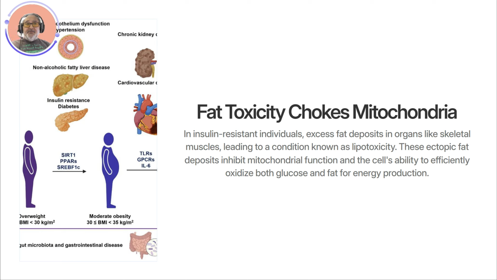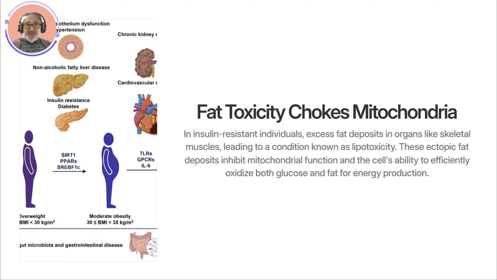Two, fat toxicity chokes the mitochondria. The situation worsens because fat cells, adipocytes, are overstuffed and inflamed, so they refuse to store more fat. This forces fat to back up into circulation, depositing ectopically in organs like the muscles, pancreas, and liver.